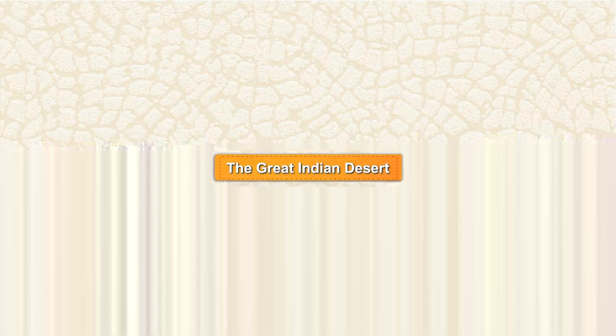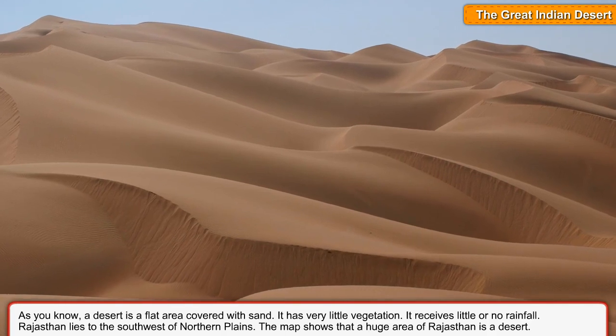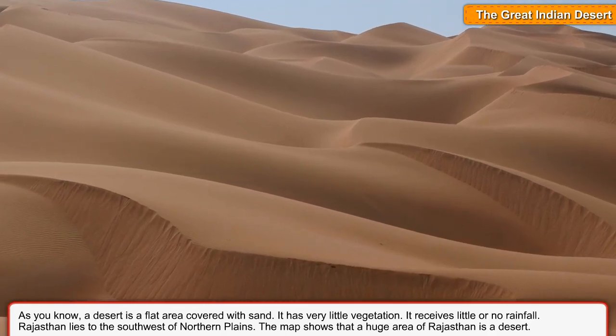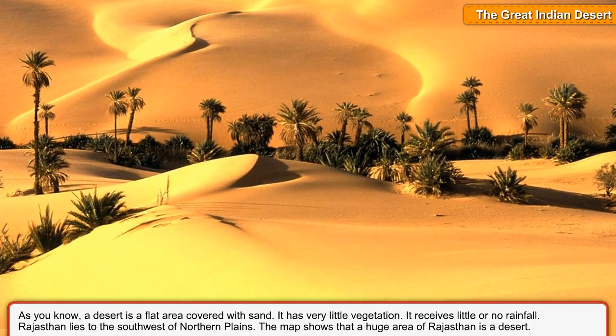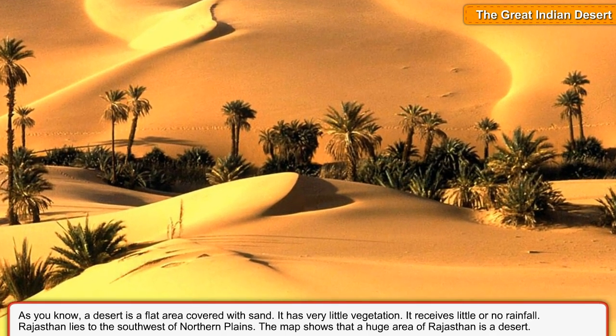The Great Indian Desert. As you know, a desert is a flat area covered with sand. It has very little vegetation. It receives little or no rainfall.